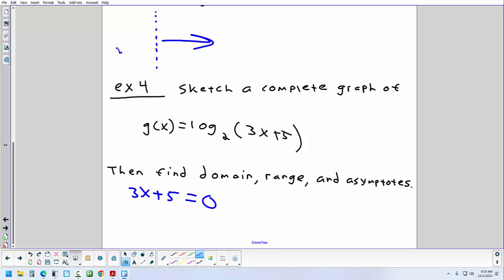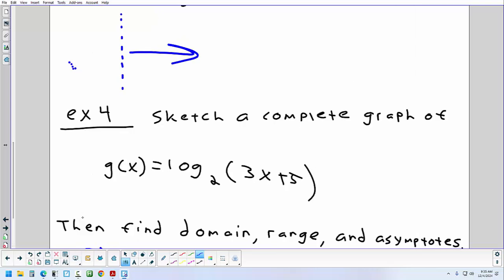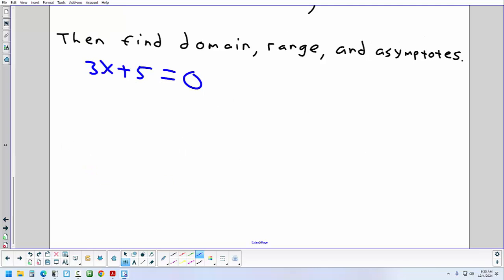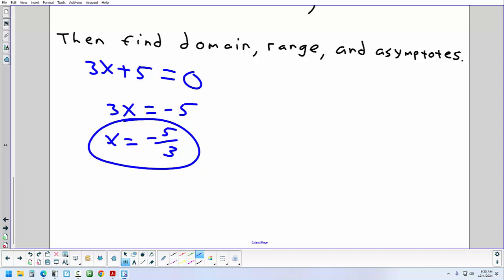What's my first step to solve that equation? Minus 5. Yeah, minus the 5. And my last step? Divide by 3. So that's negative 5/3 or negative 1 2/3. So about negative 1.6 repeating.